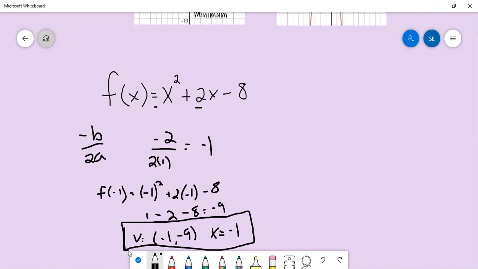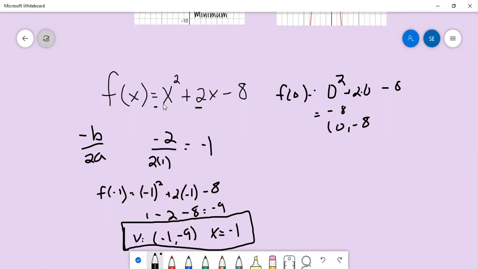The second thing we want to evaluate is whether a is positive or negative. A is 1, so it's going to open upwards. It's opening upwards with a vertex at negative 1, negative 9. At this point, we probably want to find some other points. So I go 1 in each direction. So we're going to do f of 0, and that is equal to 0 squared plus 2 times 0 minus 8. So this is equal to negative 8. So we have a point that's 0, negative 8.